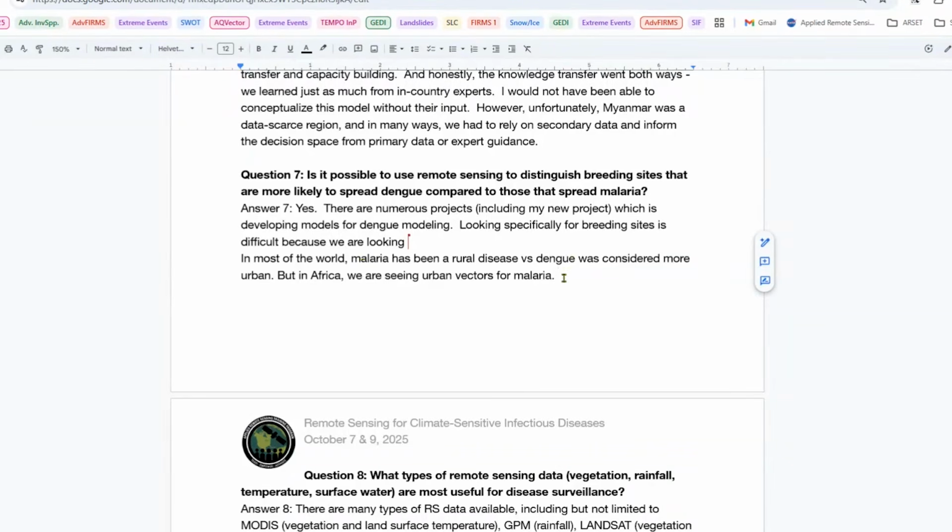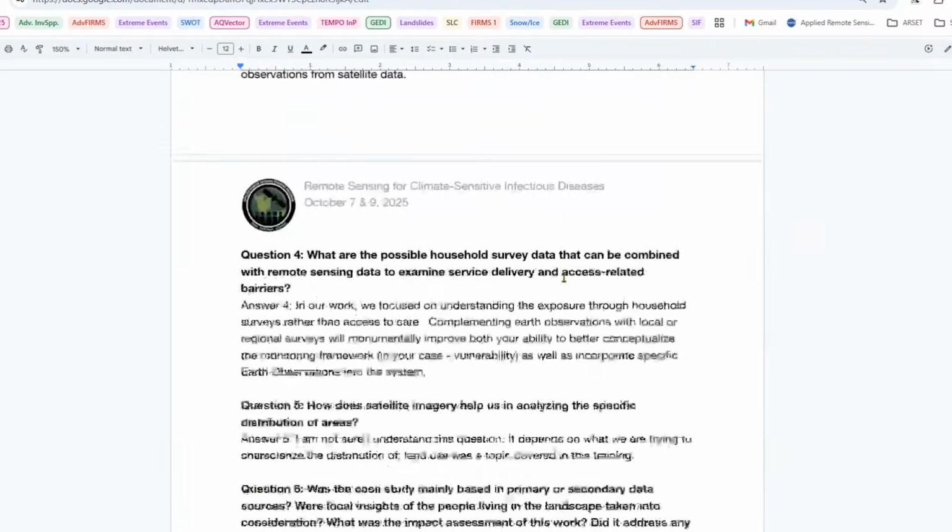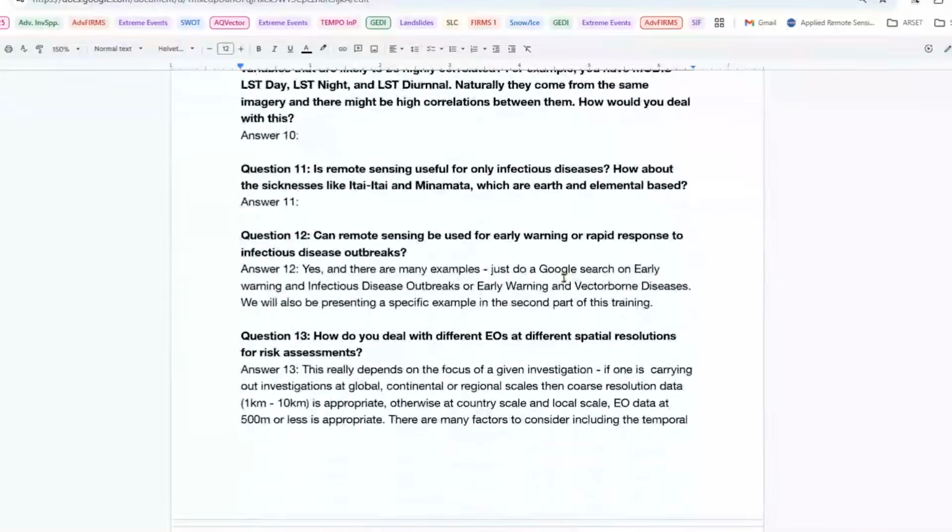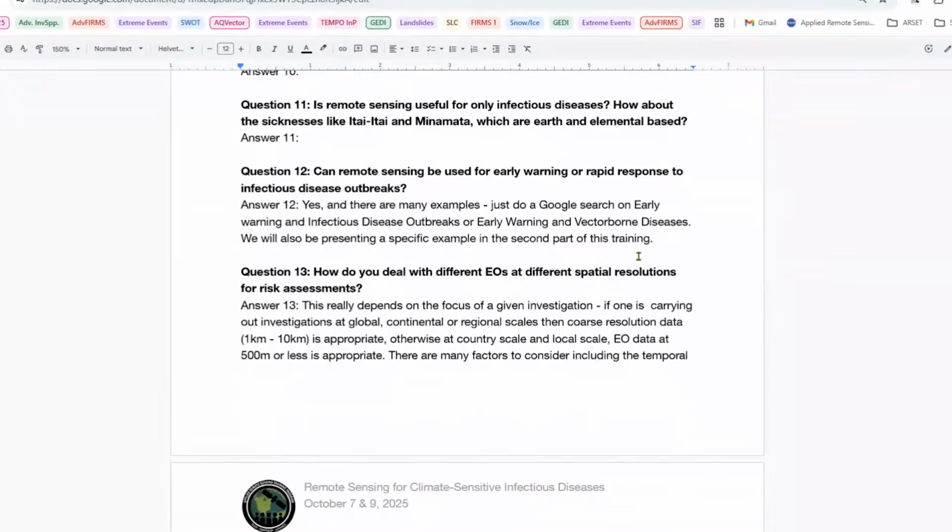Okay, thank you for that. Another follow-up interesting question is number 12. Can remote sensing be used for early warning or rapid response to infectious disease outbreaks? And if so, can you provide us with some examples?